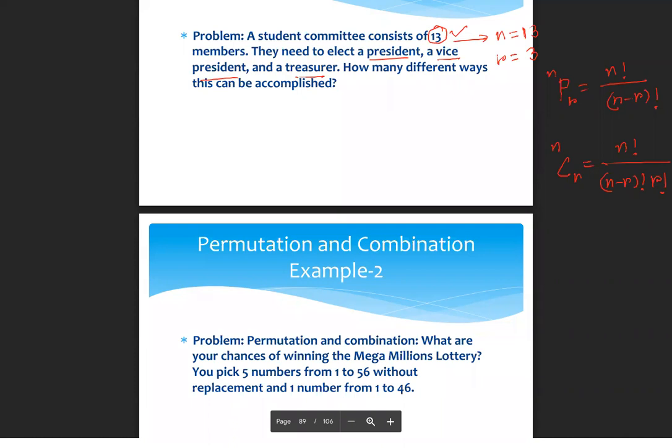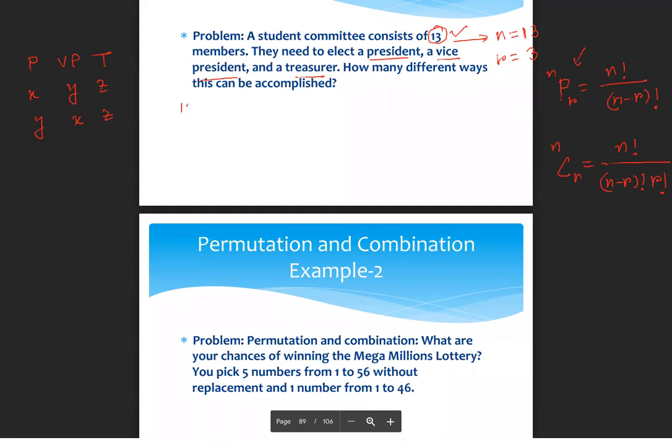I think it does matter, because one person could be the president, and in another scenario, he could be the treasurer. Yeah, absolutely. Order does matter. Think of 3 positions: president, VP, and treasurer. If students X, Y, and Z become president, vice president, and treasurer, it's not the same as Y, X, Z, right? So order does matter, and if order matters, we are going to use permutation.